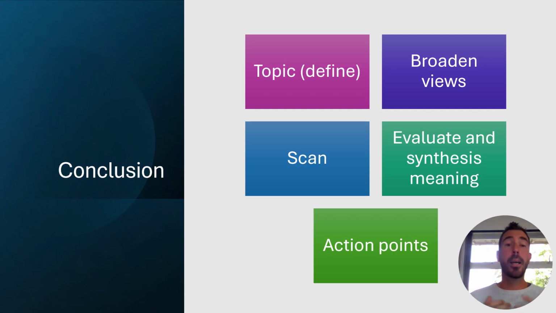To recap and conclude, horizon scans are proactive and they rely on forethought. They're a method for looking into the future, and we identify opportunities and challenges from them. We define our topic, we do our PESTLE analysis to get a broad swathe of views and opinions. We then scan the literature, we evaluate and synthesize new meaning from the literature, and then we create action points that allow us to mitigate threats and to maximize opportunities.